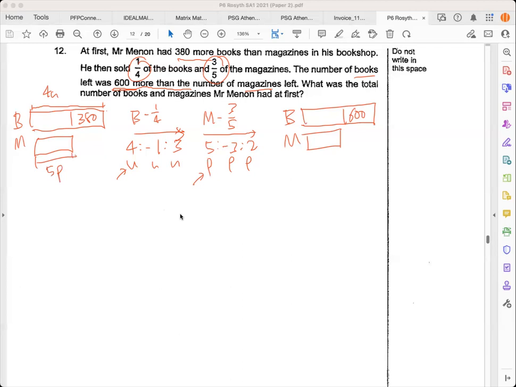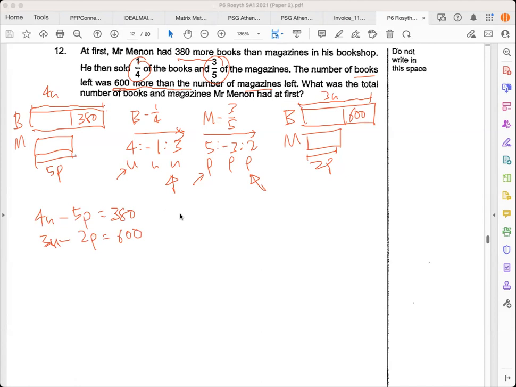All right. Now let's talk about 600 here. This is the books in the end, 3 units. Magazine in the end is 2 parts. So now we can form 2 number statements. The first number statement is 4U, the books at first, minus the magazines at first, is 380. The second number statement will be the books in the end, 3 units, minus the magazine in the end, 2 parts, and the difference is 600.